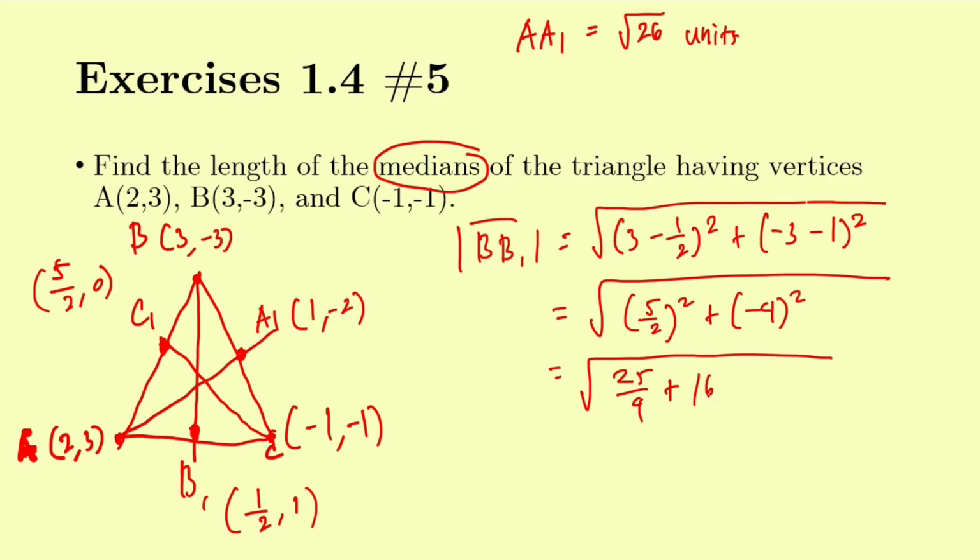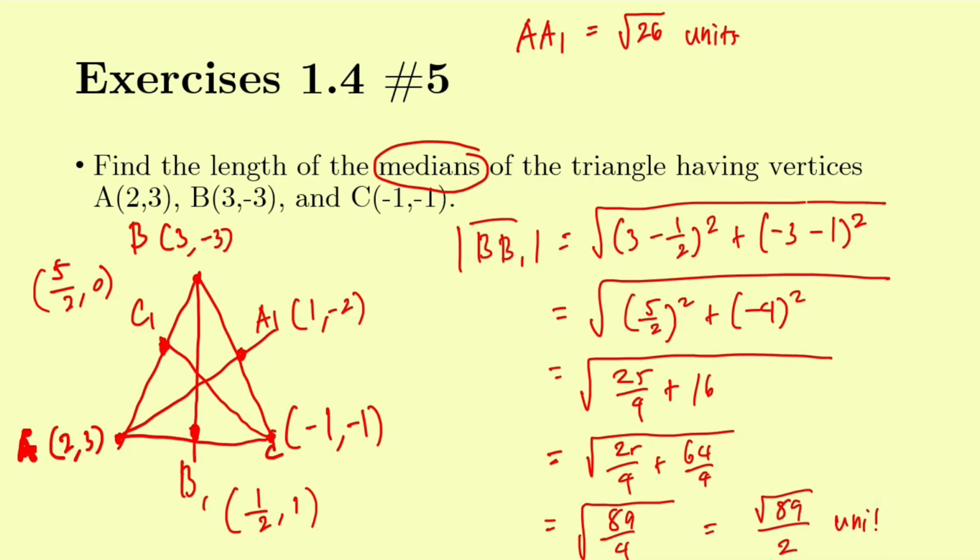And if you're going to simplify that, 25 over 4 plus 64 over 4 to use the same LCD. And then that will sum up as 89, square root of 89 over 4. Or to rationalize, that's going to be square root of 89 over 2 units. So therefore, the distance from b to b sub 1 is square root of 89 over 2 units. So the median will have a length of that same number.